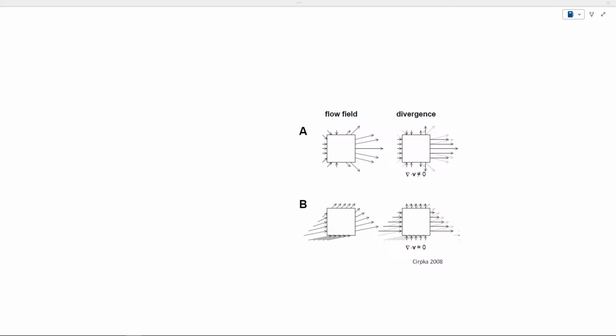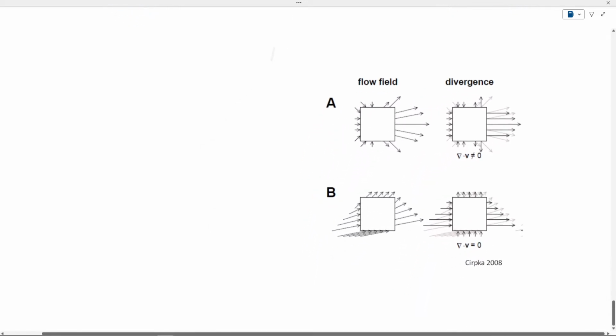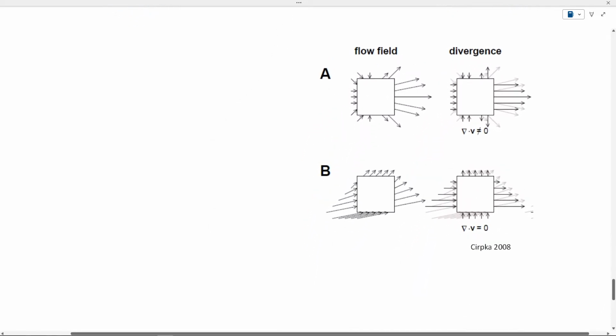Okay, so now let me explain what we call the divergence. This is my flow field. I have something entering here and something entering here, and then I have something leaving here, something leaving here, something leaving here. So that's my control volume, and this is what's entering and this is what's leaving.